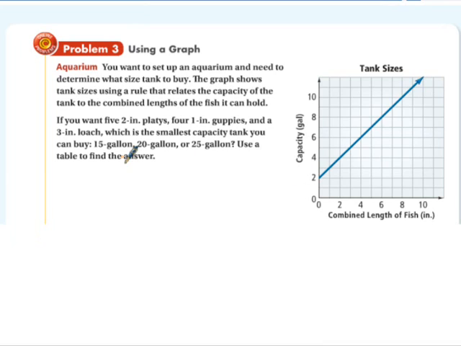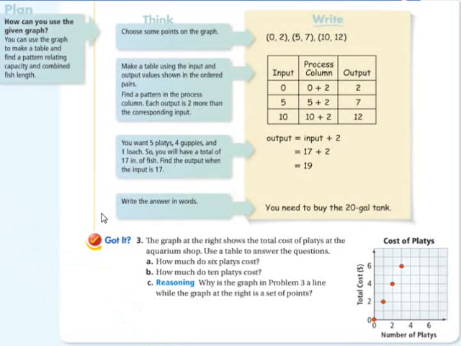Problem 3, using a graph. You want to set up an aquarium, you need to determine what size tank to buy. The graph shows all this. If you want 5 2-inch platies, 4 1-inch guppies, and a 3-inch loach, which is a weird name for a fish, which is the smallest capacity tank you can buy, 15 gallon, 20 gallon, or 25 gallon, and then use a table to answer. So let's see what this looks like on the next page.